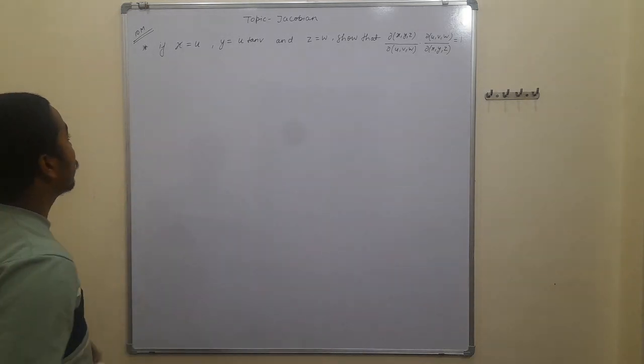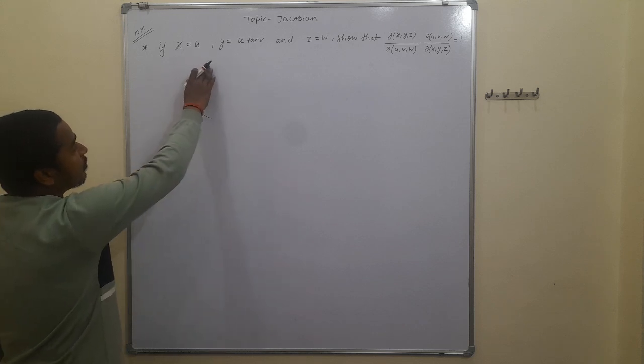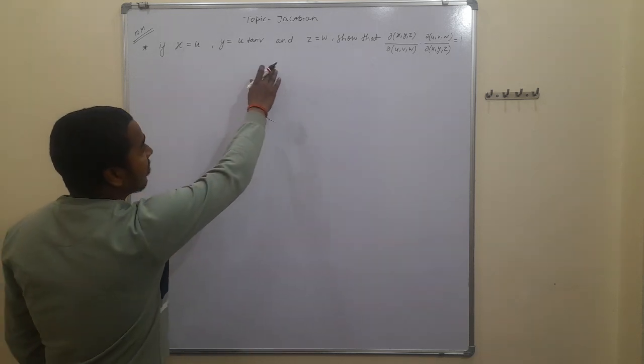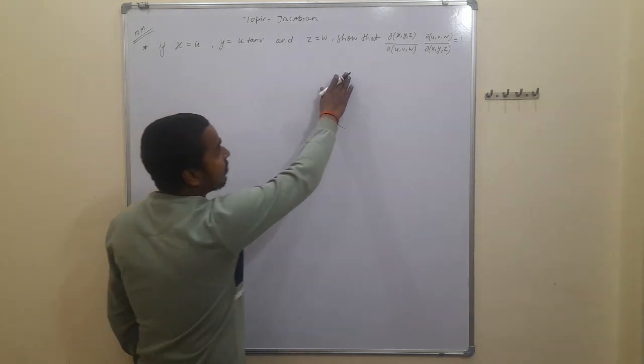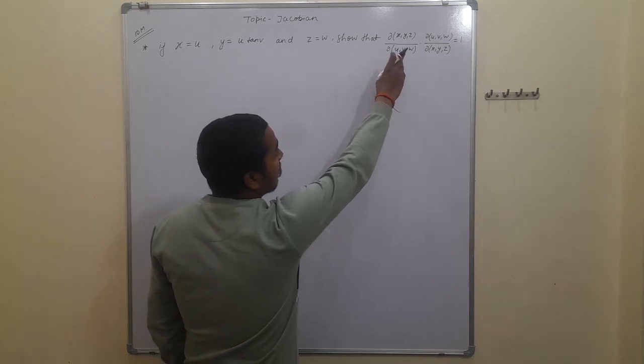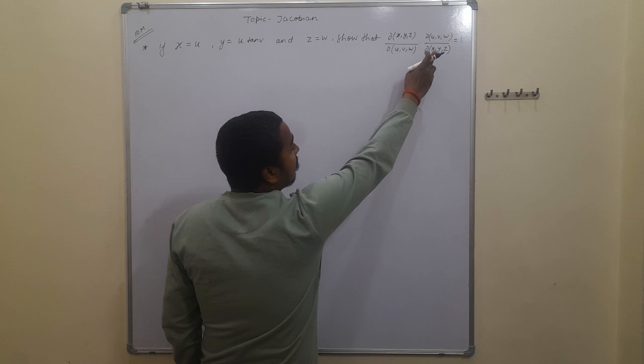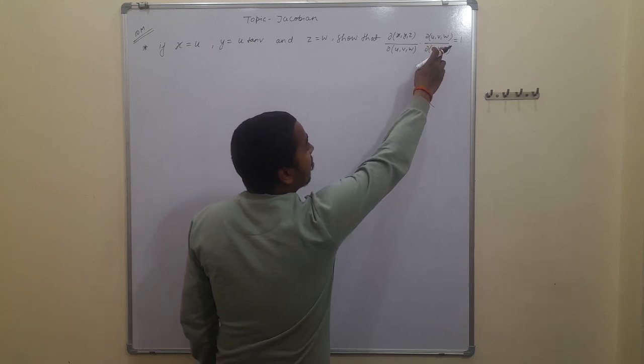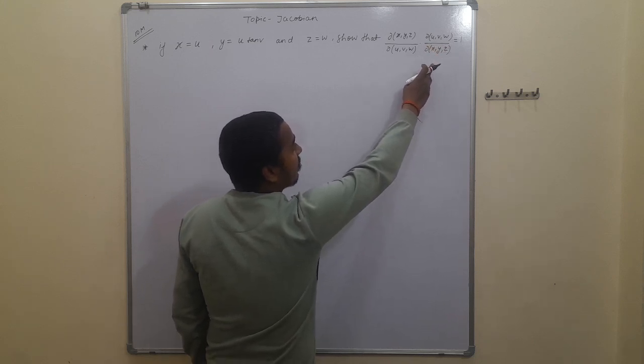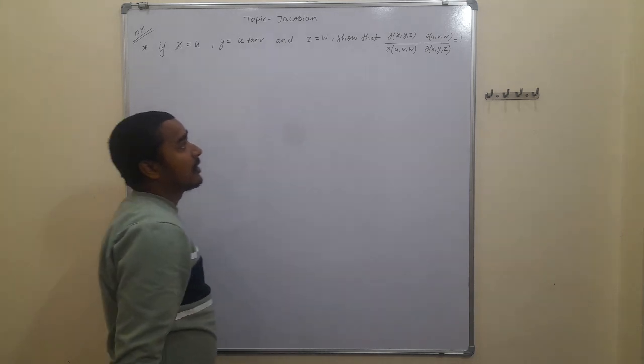Here in the question, if x is equal to u, y is equal to u tan v, and z is equal to w, then we have to show that del of x comma y comma z upon del of u comma v comma w into del of u comma v comma w upon del of x comma y comma z is equal to 1. Let's solve the problem.